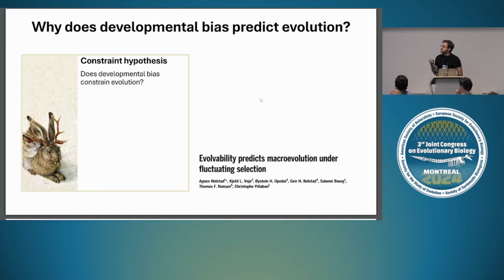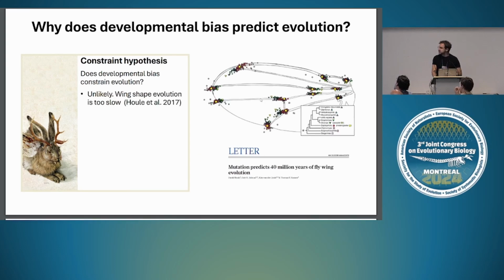And this hypothesis has recently gained a lot of support from this really amazing Science paper by Holstad et al. However, unfortunately, I don't think this is really likely to hold in fly wings, and that's because wing shape evolution is way too slow. It's 10,000 times slower than expected by simply mutational input, unless all of this mutational input actually has deleterious pleiotropy and therefore is effectively unusable for evolution.